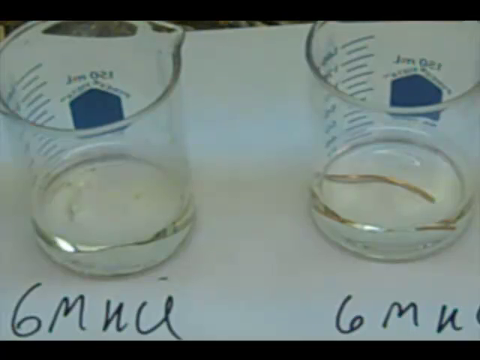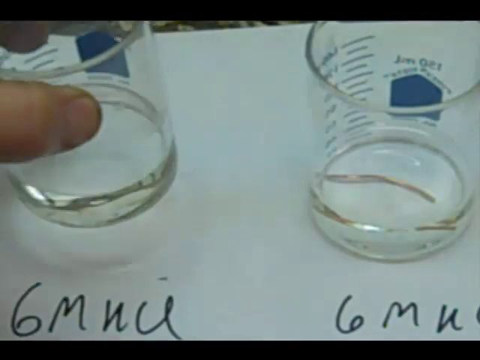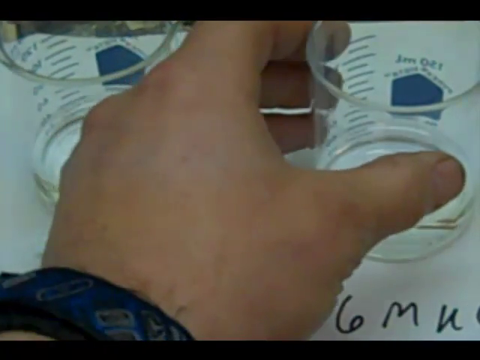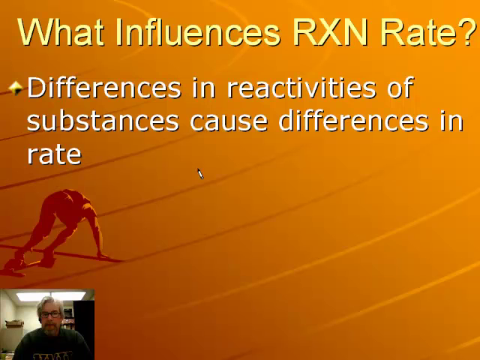But in the other beaker, there doesn't seem to be anything happening. If we take a closer look, we can see in the bottom of the beaker with magnesium, there's nothing visible. It looks like the magnesium has all reacted. However, the copper wire looks completely unaffected. So differences in reactivities are one of the factors that can cause differences in rate.